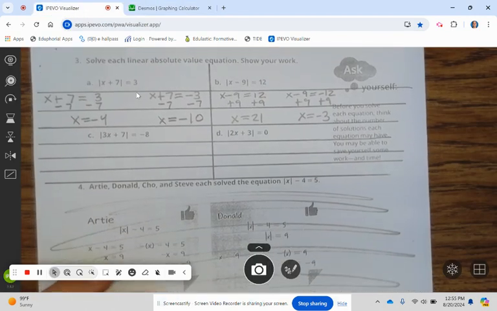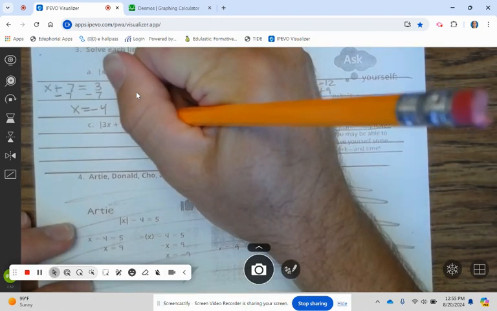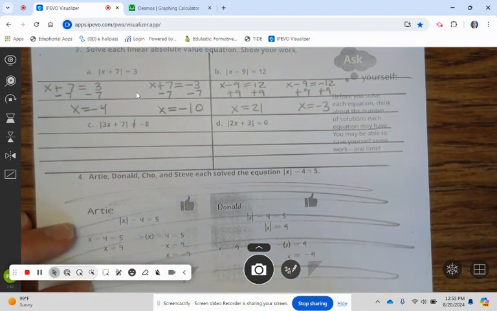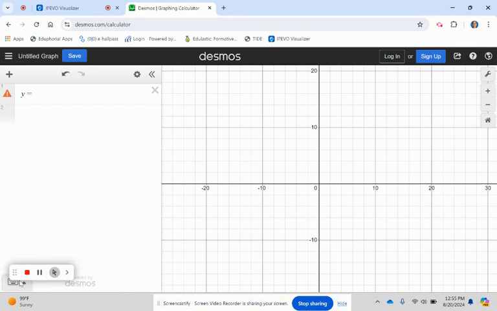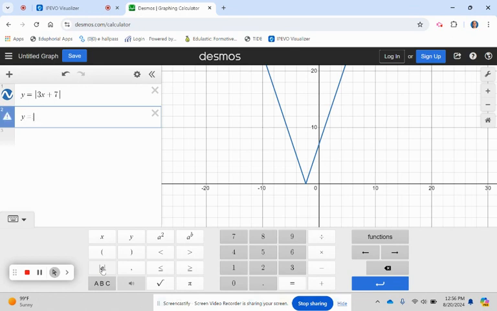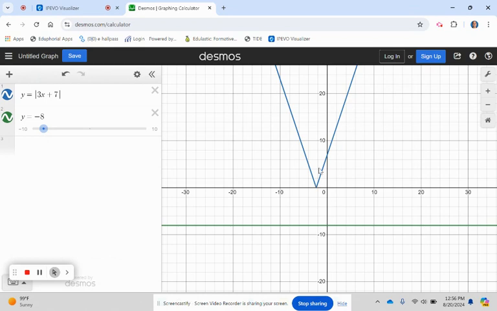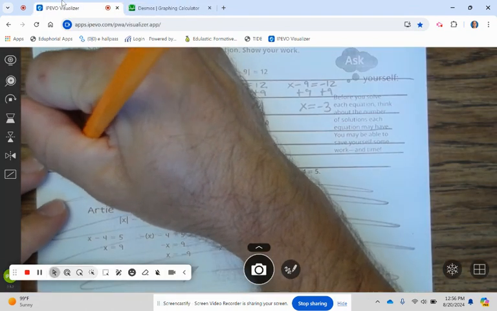Now, the absolute value will never equal a negative number. Okay? But let's go ahead and graph that and see what that looks like. Okay? So I'm going to graph y equals absolute value of 3x plus 7 and y equals negative 8. You see that these don't intersect, so this is no solution.